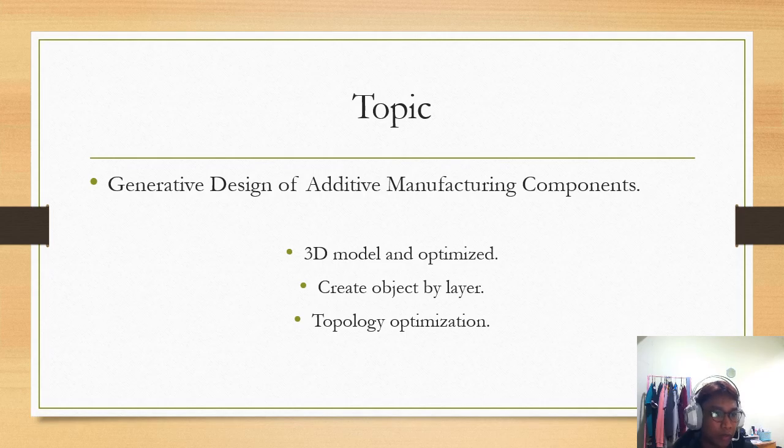Alright, the topic I choose is generative design of additive manufacturing components. What is generative design? Generative design is a technology in which 3D models are created and optimized by computer software. Meanwhile, additive manufacturing is the process of creating an object by building it one layer at a time. For the process of generative design, I choose topology optimization. This is an example of generative design.